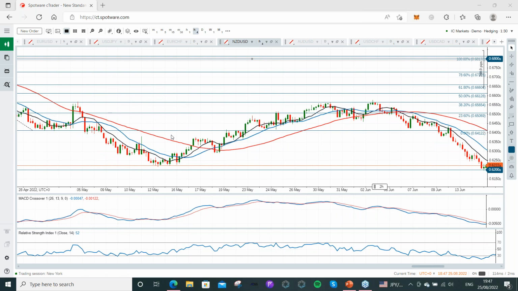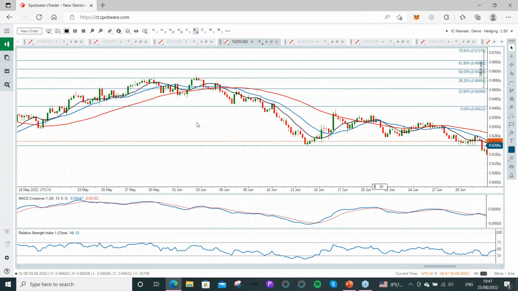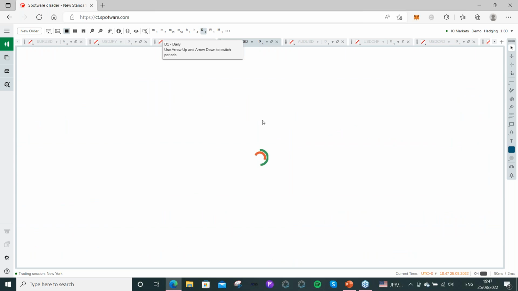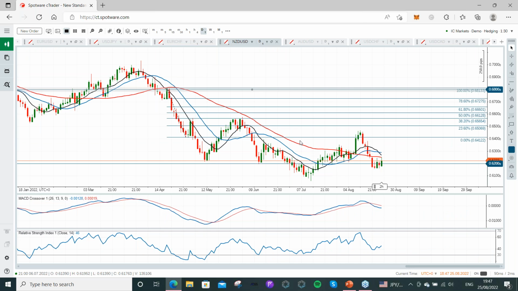Quick look at the questions. Can you use Fibonacci on the hourly time frame? Absolutely, yes. You can really use Fibonacci on any time frame, depending on which time frame you're trading. I do actually frequently trade the hourly time frame. It's basically a case of finding trending price action and using Fibonacci once you've found trending price action.